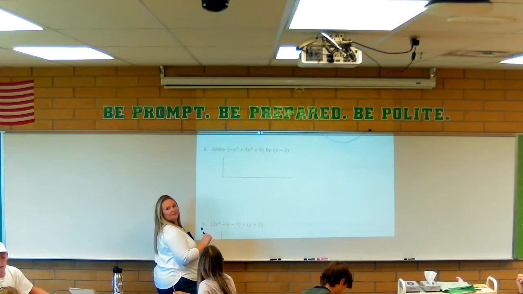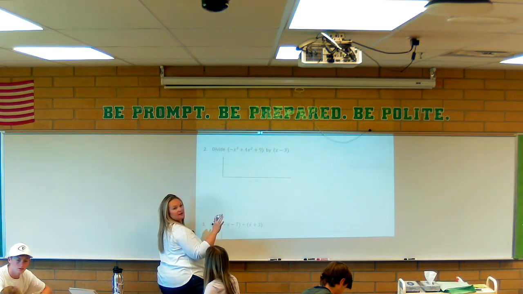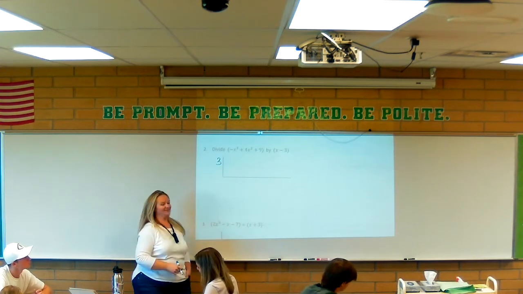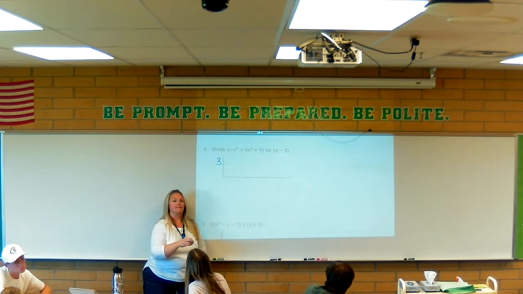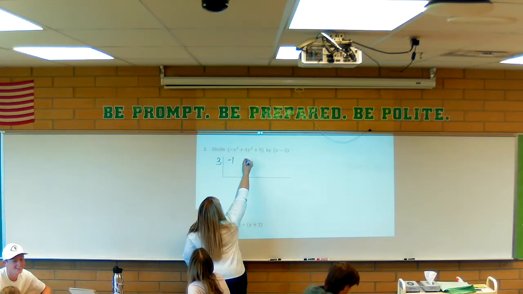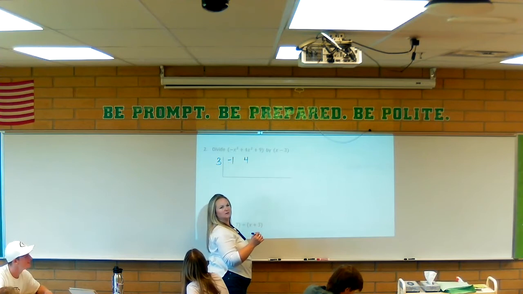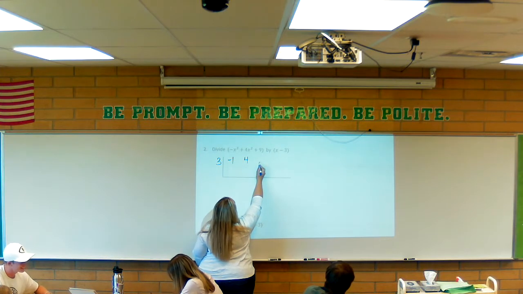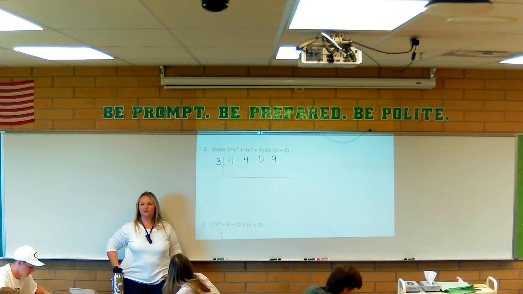Tell me how to set it up. 3 or negative 3? I wasn't yelling at you. Okay, 3. Now what? Okay, here we go. What goes here? Negative 1. 4. 0? Why 0? 3, 2, 1. Oh, there is no 1. 0. Yes? What happens if you forget your placeholder?